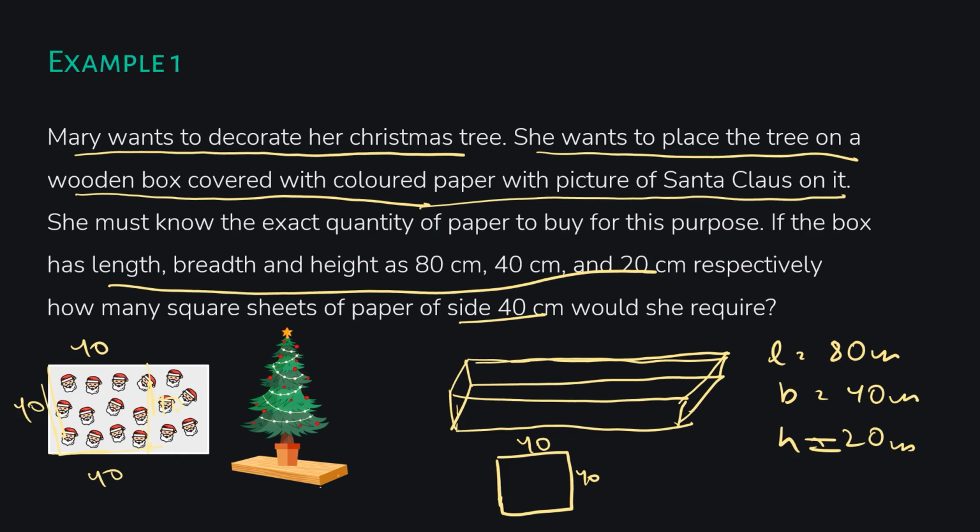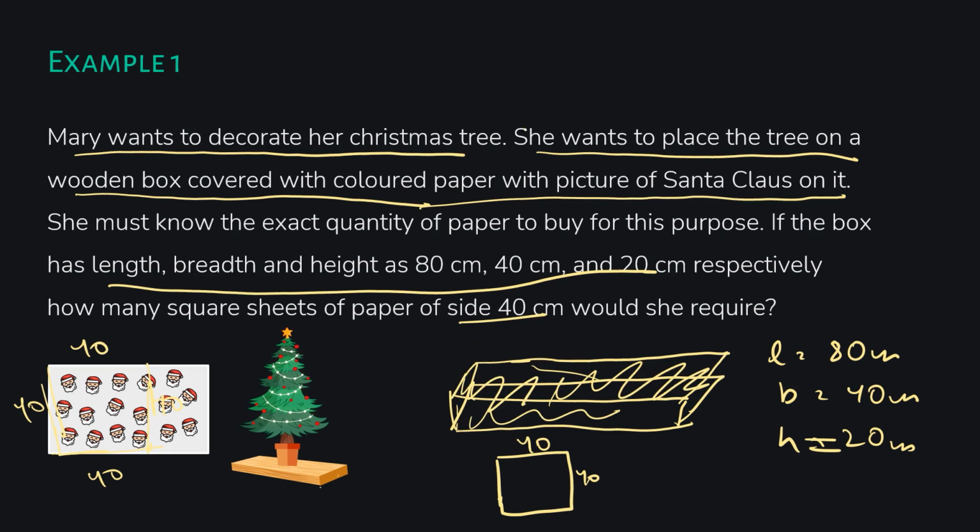All the sides are 40 centimeters. So now we have the dimensions of the wooden box, and we have the dimensions of the square color sheet. To cover this block up, we would require the surface area, right? Because we have to cover all the faces. So we'll require the surface area.